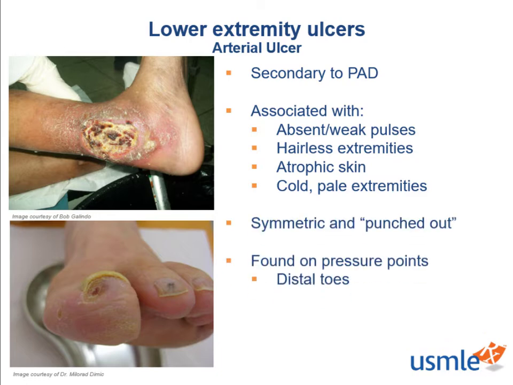Arterial ulcers are often symmetric and have a punched-out appearance. These ulcers start out as minor wounds that fail to heal because of insufficient blood supply. And they are often found on pressure points like the distal toes that we see to the left, anterior shins, or other bony prominences. And lastly, peripheral artery disease often comes with severe pain, whether it's on exertion or at rest, or diffuse severe pain due to ischemia. Therefore, arterial ulcers are very painful.